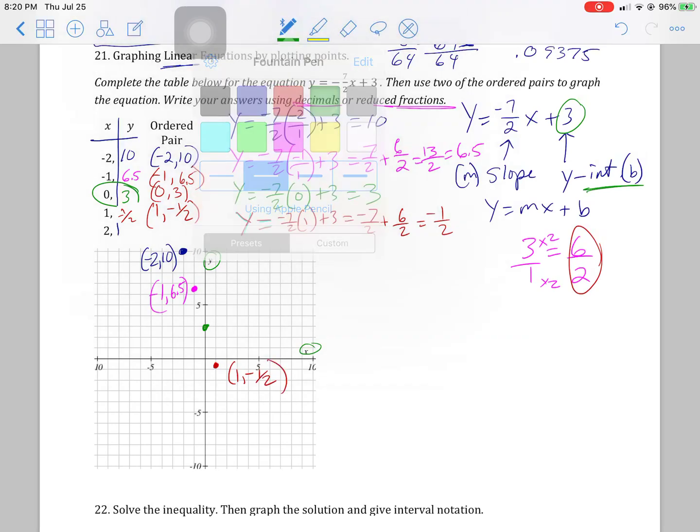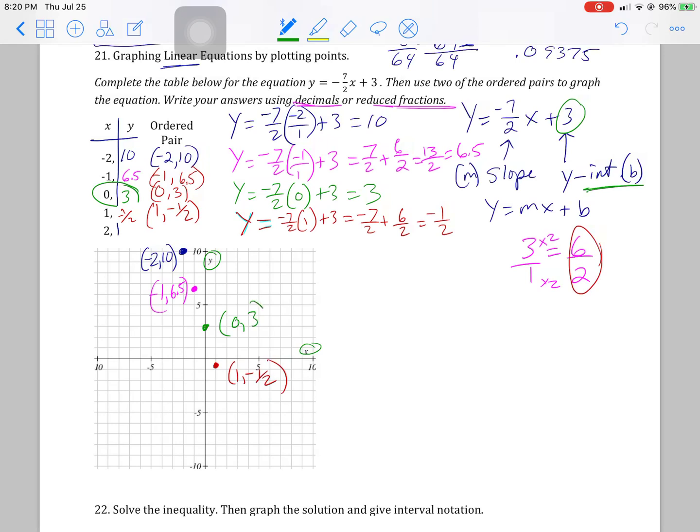I forgot to write the... I think it's nice to put the ordered pairs right on the graph next to the line. So notice we are making a nice straight line. I got one more. Let's go back to blue here. I've got a 2. Y equals negative 7/2 times 2 plus 3. So this is going to be negative 7 plus 3. That's going to equal negative 4. So the ordered pair would be 2, negative 4. 2, negative 4, right there.